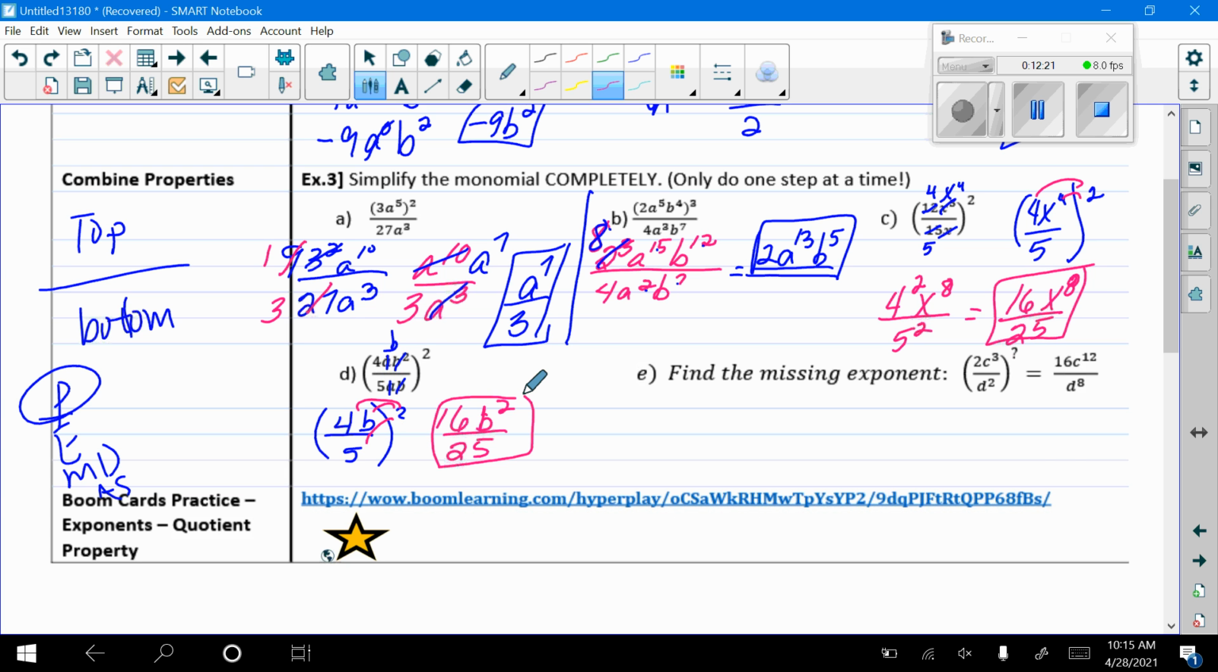And the last one, find the missing exponent, the question mark. The big thing is look at your variables. I've got 3 times what gave me 12, and 2 times what gives me 8. Hopefully they're the same number. And hopefully you see that that's 4.